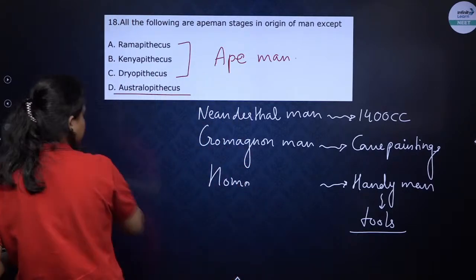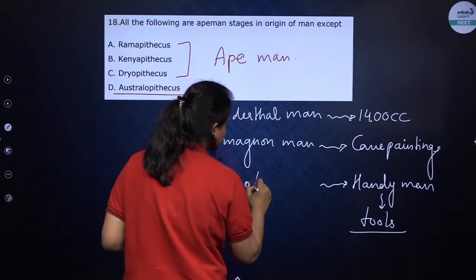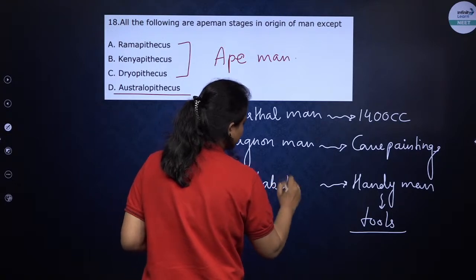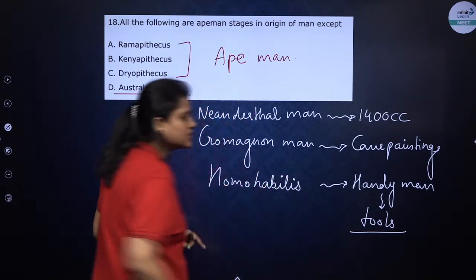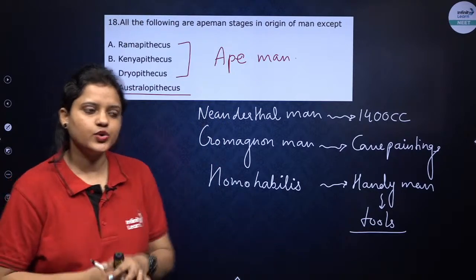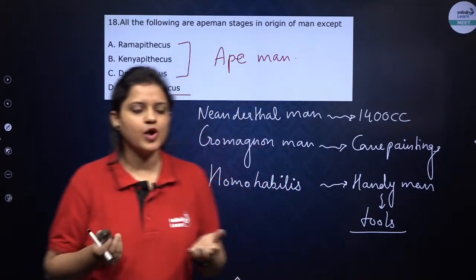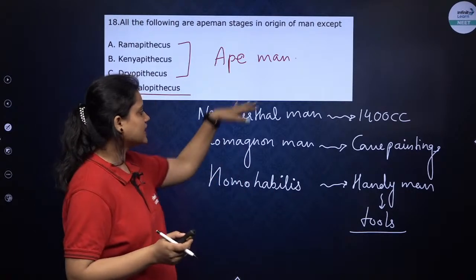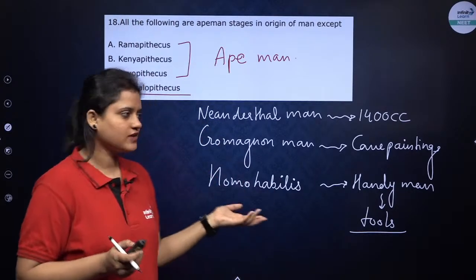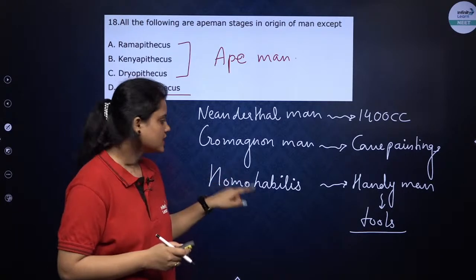Now, can you tell me who was the one who discovered fire first? Do you remember Java man? Homo habilis is a fossil. Yes, Homo habilis is a fossil. All these are names of fossils, dear students. Okay, fossils of our ancestors, right?